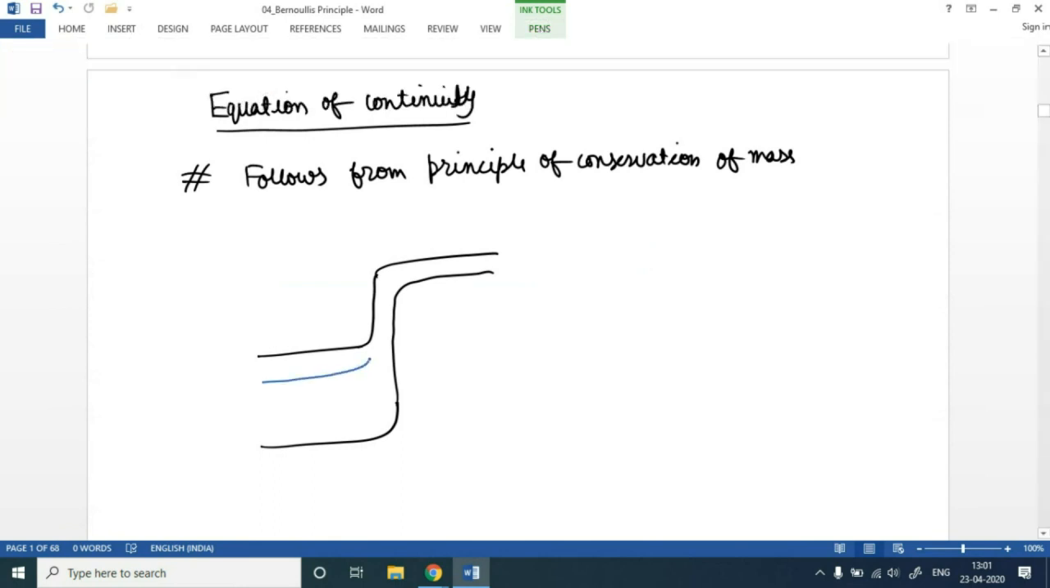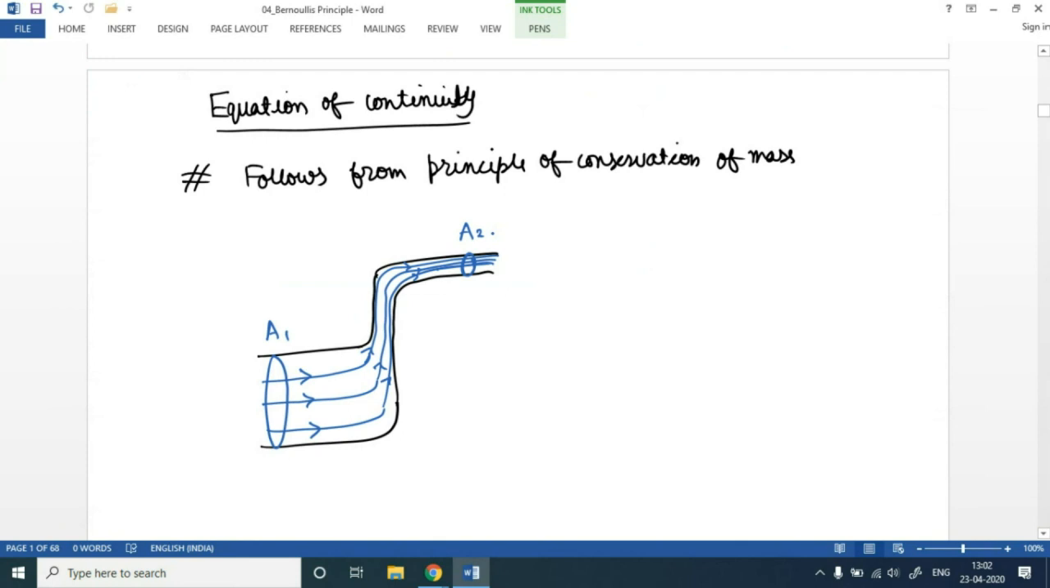So let's draw the streamline also. I'm trying to draw the streamline over here. So this is streamline flow. Okay, and let's take one cross section here, that is, let's say cross sectional area is A1, and let's take another cross section here. The cross sectional area is say A2.